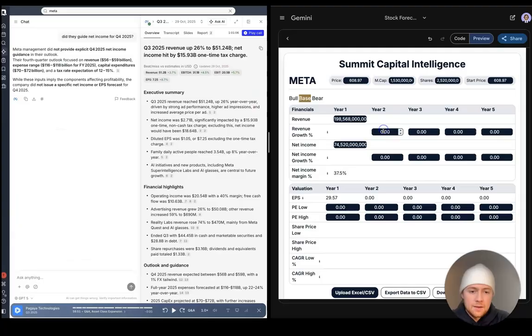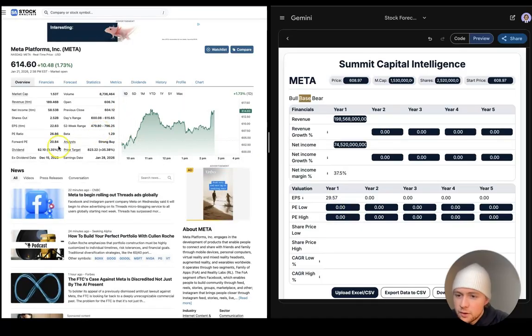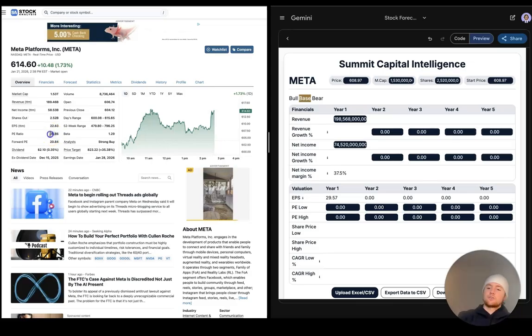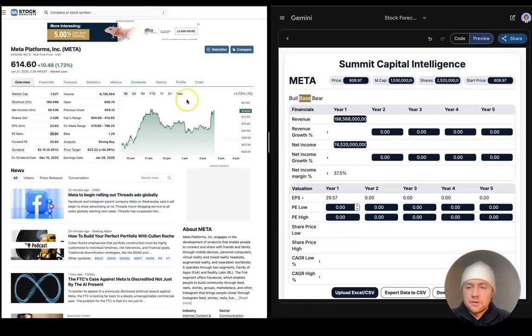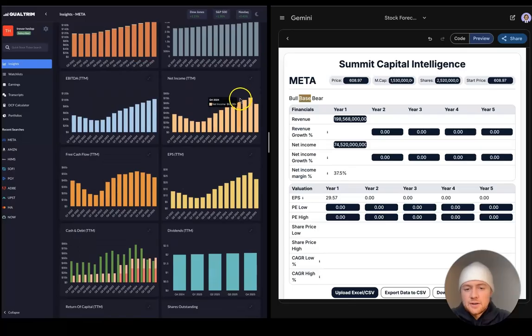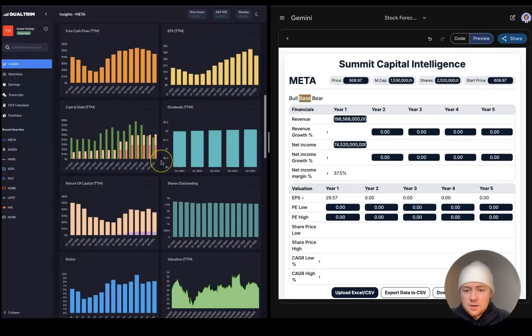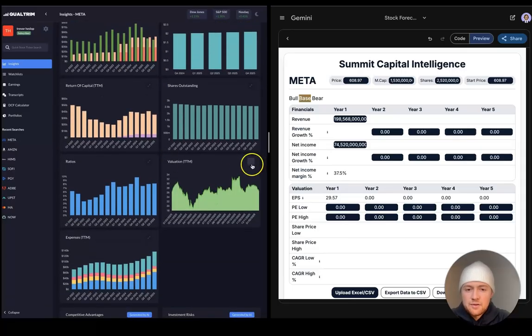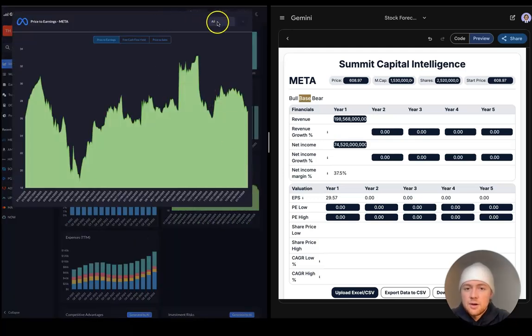And then PE, what's their current PE right now? I think it's like 21. Well, minus the one-time tax charge, it's closer to 21. So in terms of figuring out this number, it depends. Like I said, it depends on the company, the industry. There's some companies that trade at higher valuations, like Microsoft and Apple. They're gonna trade at higher valuations just because they're such beasts of companies.